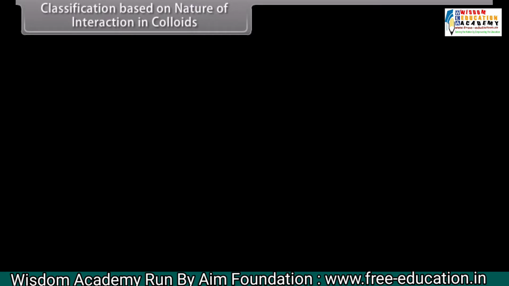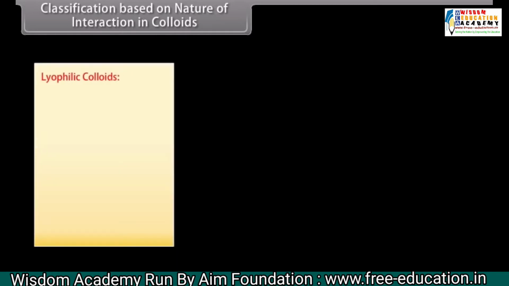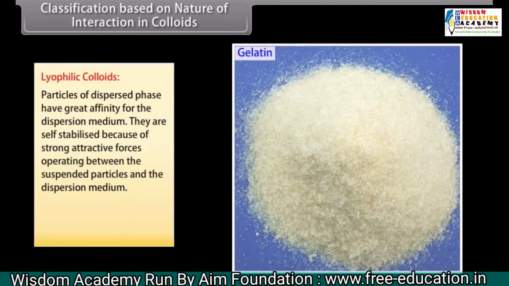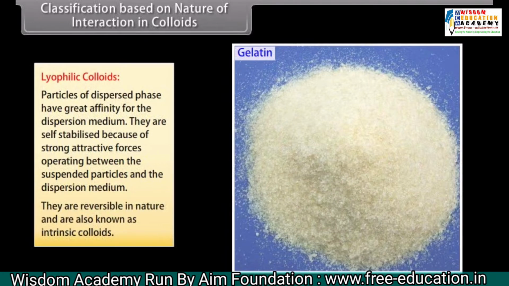Classification based on nature of interaction. On the basis of nature of interaction between dispersed phase and the dispersion medium, colloids are divided into two categories. Lyophilic colloids. Particles of dispersed phase have great affinity for the dispersion medium. They are self-stabilized because of strong attractive forces operating between the suspended particles and the dispersion medium. They are reversible in nature. They are also known as intrinsic colloids. For example, gums, starch, gelatin, and albumin.